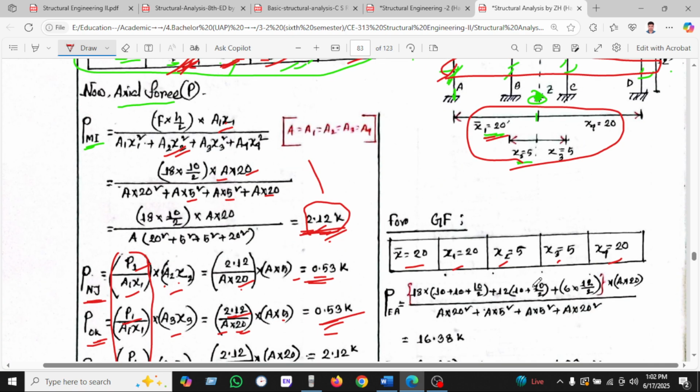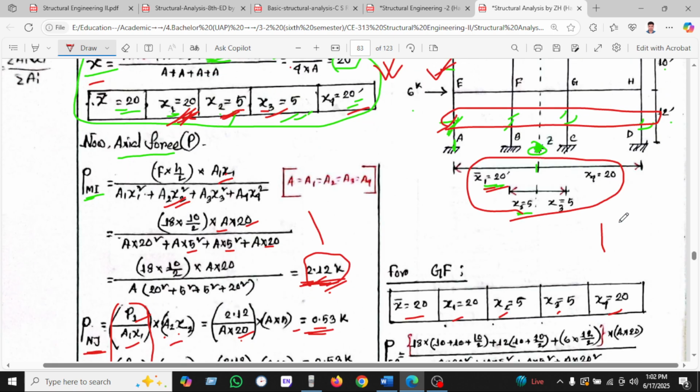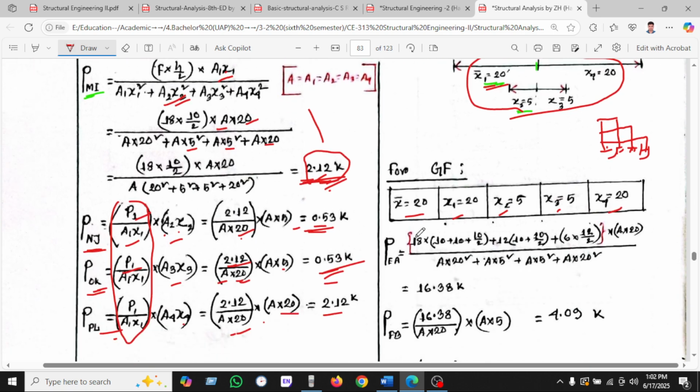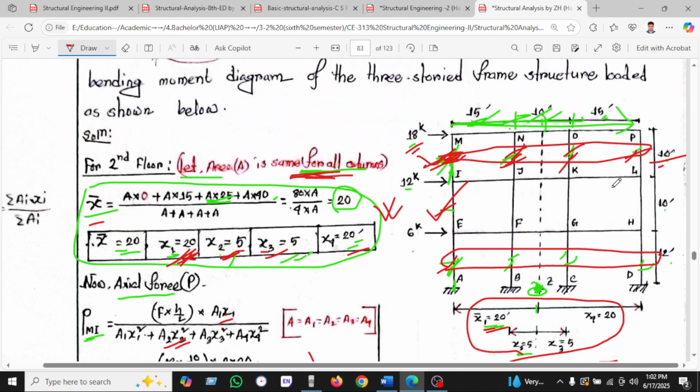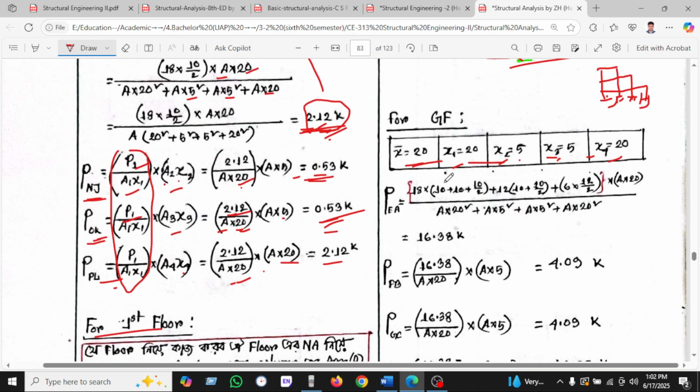That's why the same value. If the shape is irregular, what does irregular shape mean? This is if the building acts like this, then the CG of the ground floor will be changed. X1, X2, X3 also change, for each building they will be changed. So that's why we have to calculate again and again.